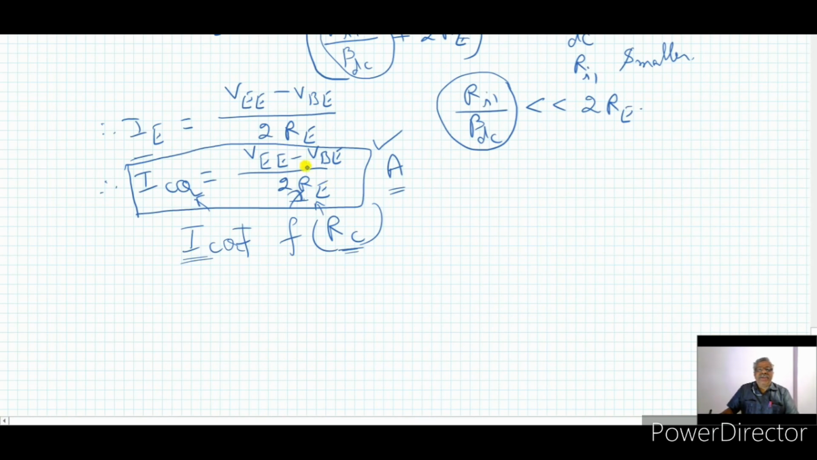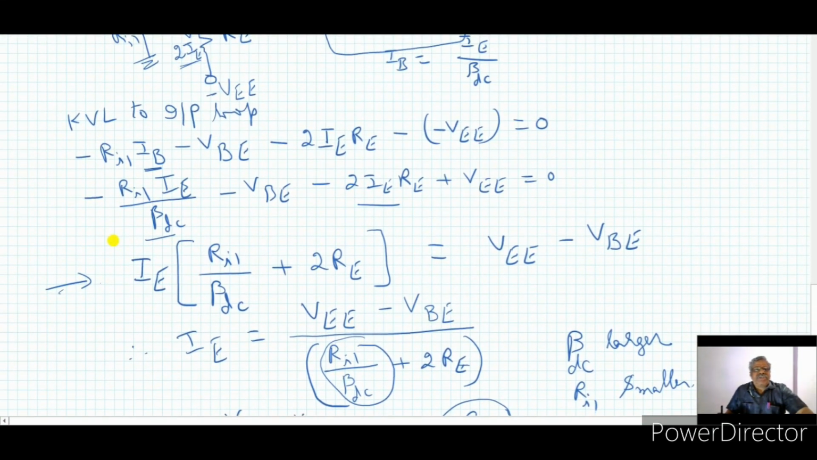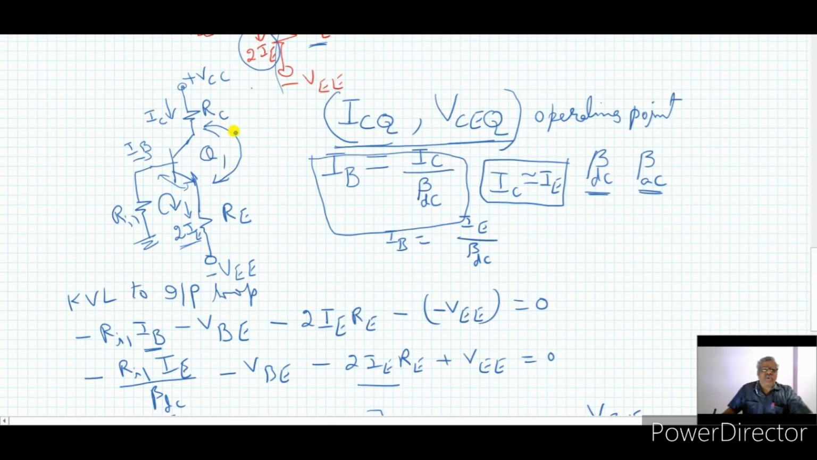Suppose if you can maintain RE stable, your quiescent current will be stable. Then you get a highly stable operating point. That is one of the advantages of this circuit. And next one is to find out this collector to emitter voltage, which is in the output loop.